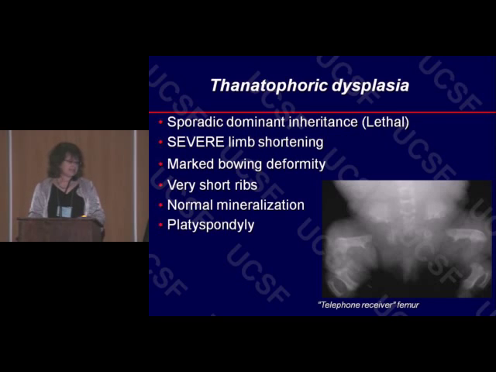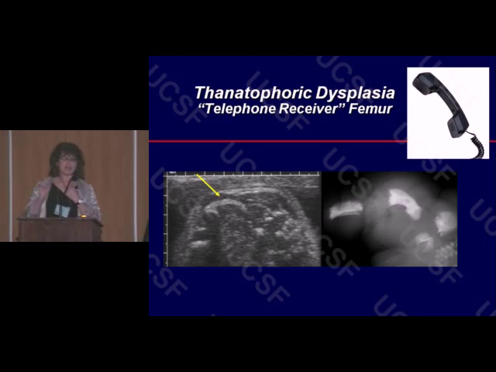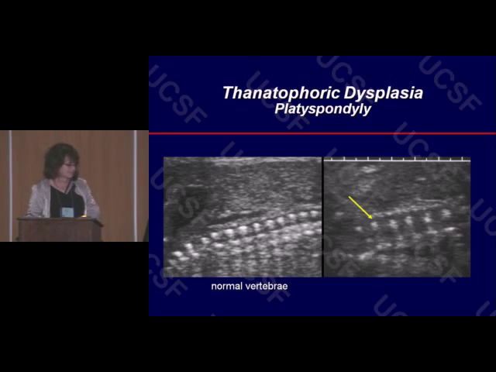Remember that in these cases, there's normal mineralization and platyspondyly. When I was a resident, we learned about telephone receiver femur, but I would venture to guess none of the current residents in the room know what I'm talking about. This is a telephone receiver of old. And that shape is the shape of the femur with the marked bowing and the widening at the two ends.